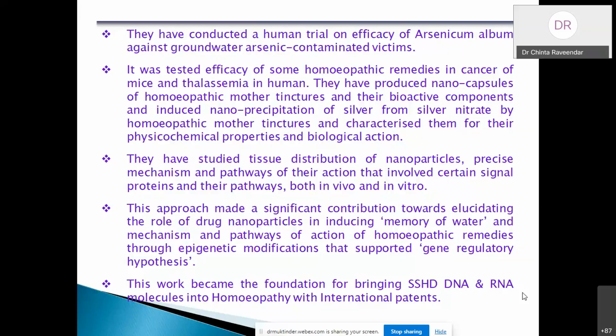So this approach made a significant contribution towards elucidating the role of drug nanoparticles in inducing the memory of the water, and the mechanism and pathways of the action of homeopathic remedies through epigenetic modifications. This is something beyond genetics that supported the gene regulatory hypothesis of homeopathic drug action. So this basic work became the foundation for bringing sequence-specific DNA or RNA molecules into homeopathy with international patents, which I am going to share in future slides.